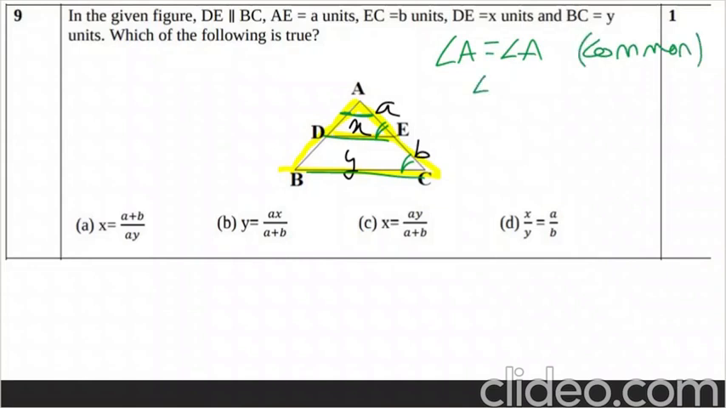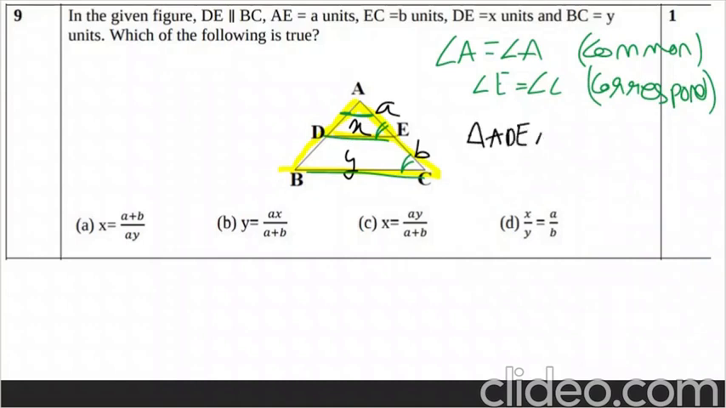Similarly, angle E equals angle C, because they are corresponding angles. Now, if I prove two angles are equal, can I make a similarity? Yes, I can make a similarity: triangle ADE is similar to triangle ABC, isn't it? By AA similarity, since I proved that two angles are equal.